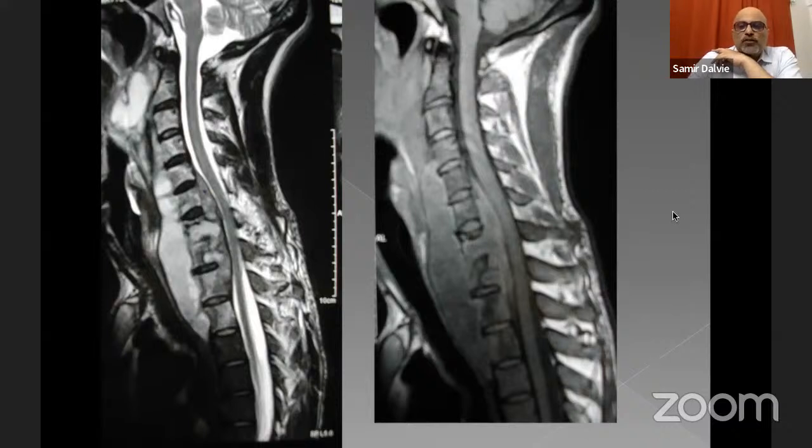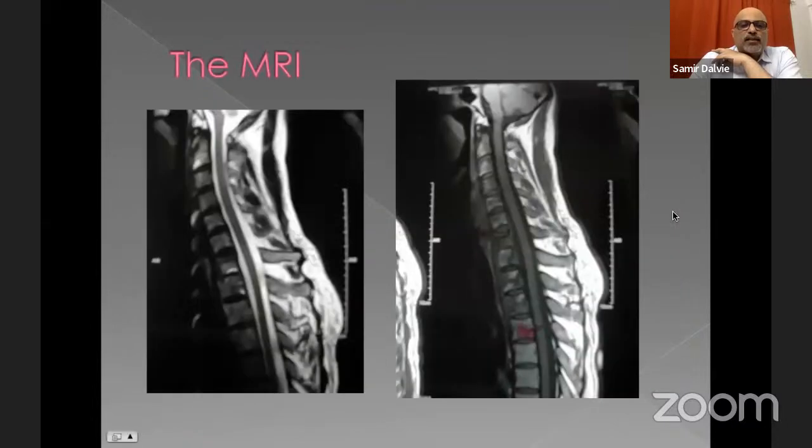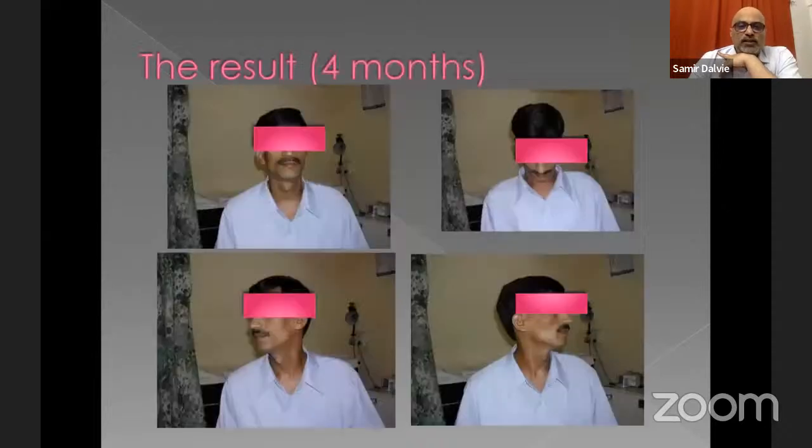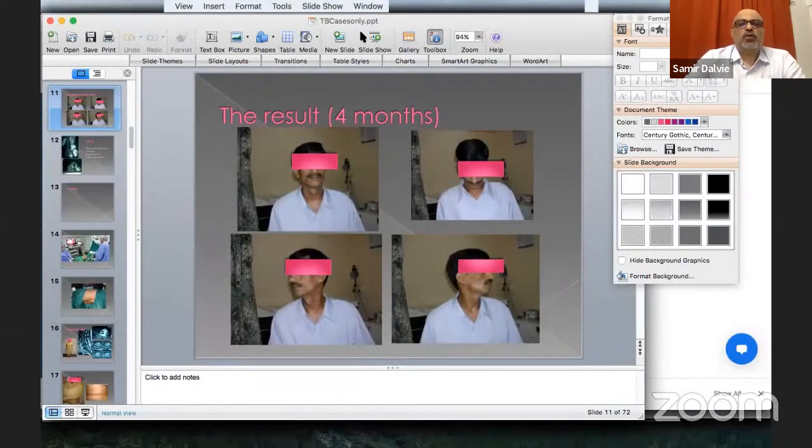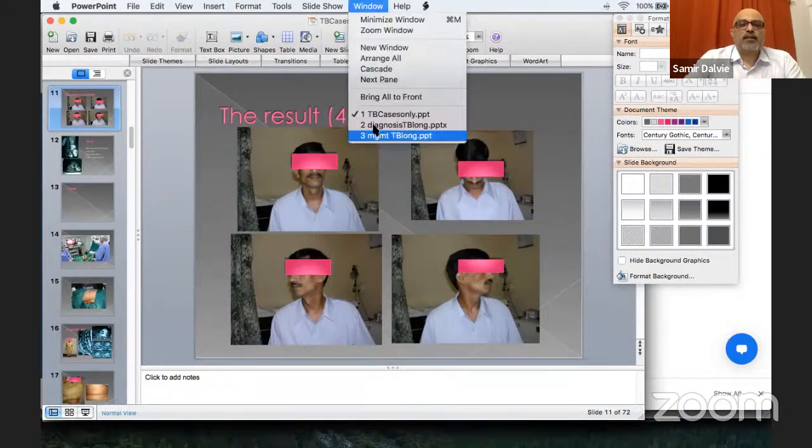And just to take you all through this, this is the post-treatment MRI after 6 months of treatment. And this patient was treated only medically, not surgically. And you see at 4 months, the abscess has completely gone and the movements are normal. So this is a small lesson to you all about in what way TB behaves.